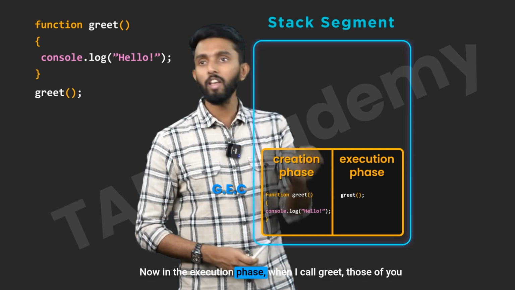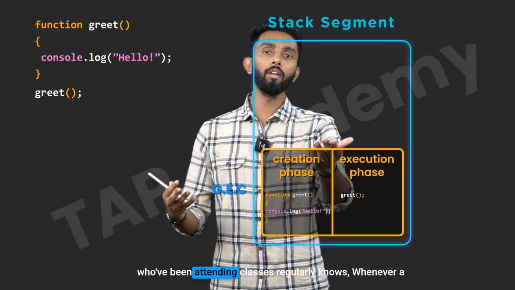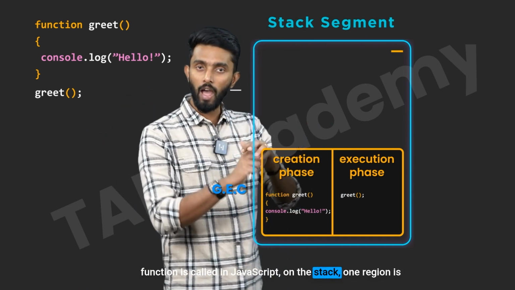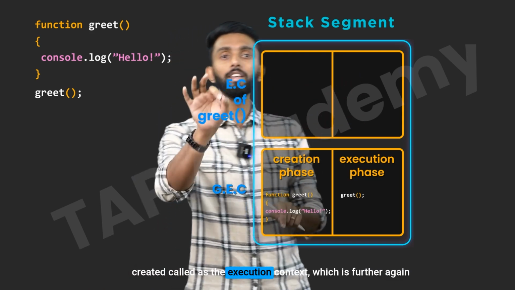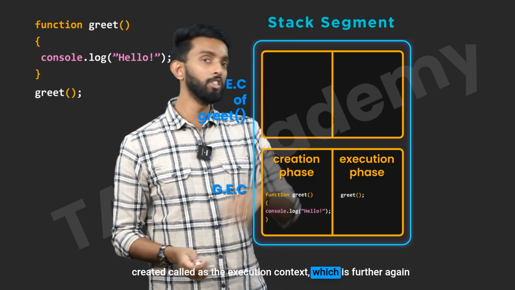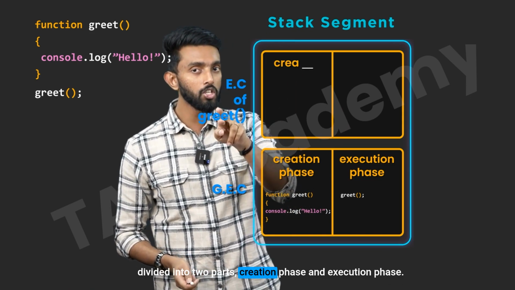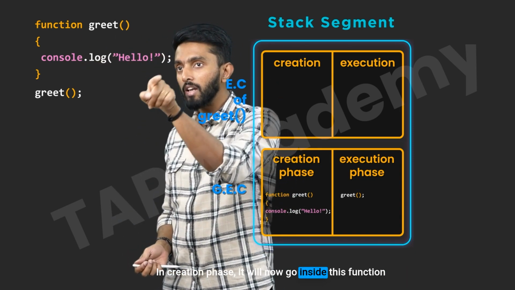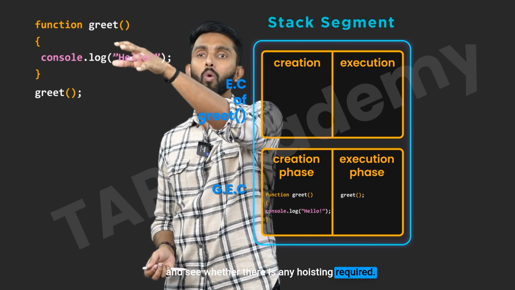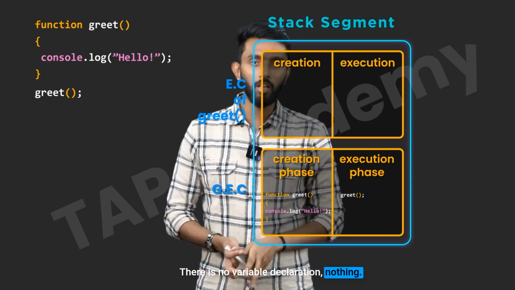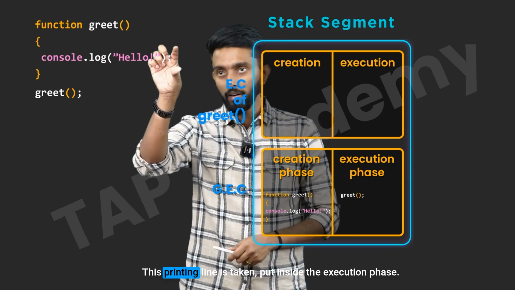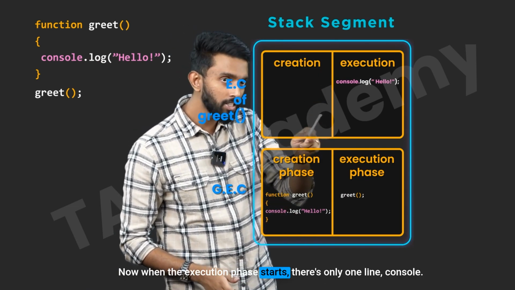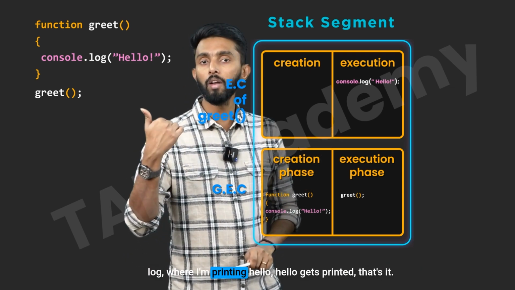Now in the execution phase, when I call greet, those of you who have been attending classes regularly know, whenever a function is called in JavaScript, on the stack, one region is created called the execution context, which is further again divided into two parts, creation phase and execution phase. In creation phase, it will now go inside this function and see whether there is any hoisting required. There is no variable declaration, nothing. So no hoisting is required. This printing line is taken, put inside the execution phase, right? Now when the execution phase starts, there is only one line, console.log, where I'm printing hello, hello gets printed.